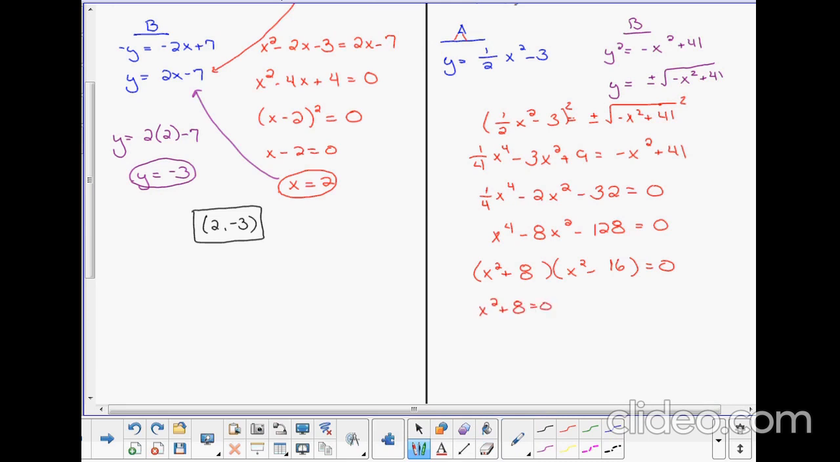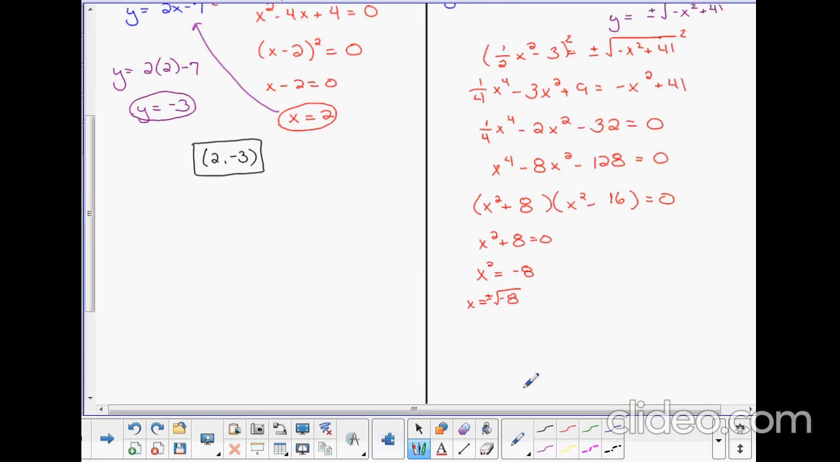Now, I'm going to go through the solving process of this. x squared would equal negative 8, and then I'd square root. So x would equal plus or minus the square root of negative 8. This is going to be an imaginary solution. And yes, we can come up with that imaginary solution. This would be plus or minus 2 root 2 i.